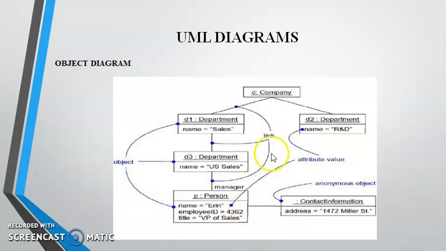So these are all the links, and these are the objects. Objects means C, D1, D2, D3, and P. These are all the objects. And these are the attributes. This is the class name and these are the attribute values. And this is the anonymous object.